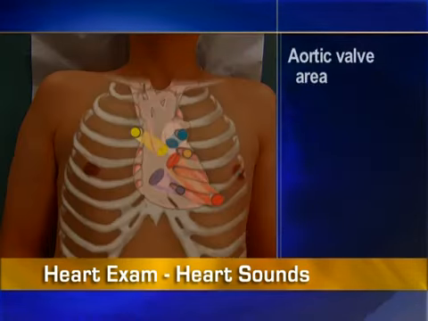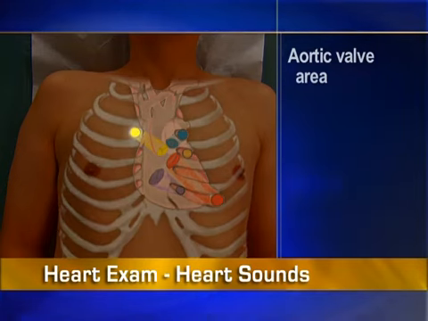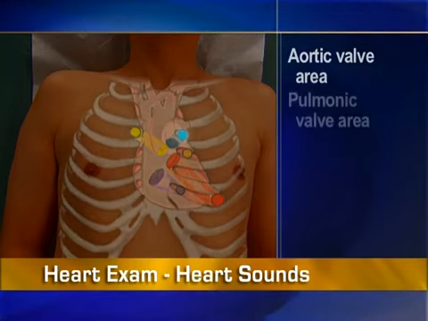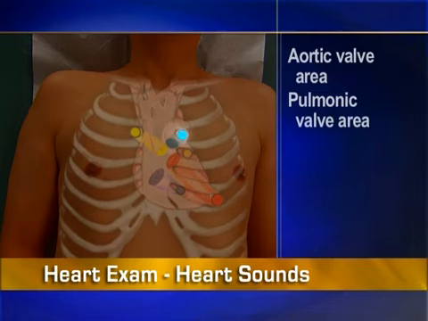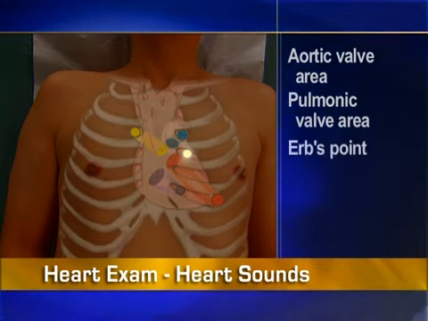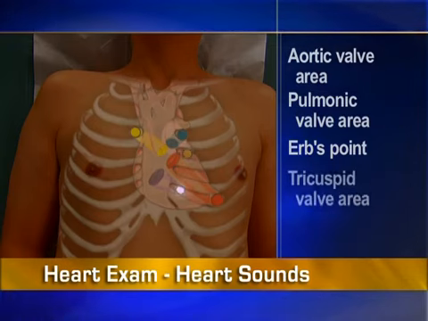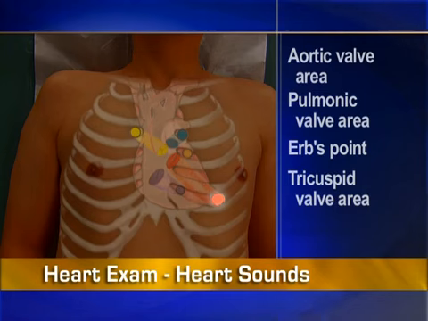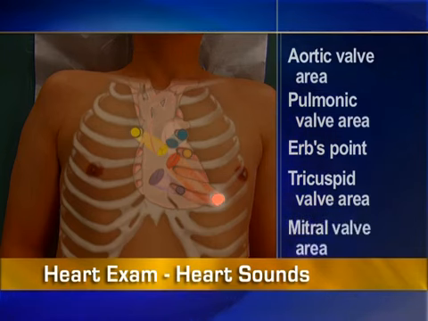These include the 2nd right interspace, which is the aortic valve area, 2nd left interspace, which is the pulmonic valve area, 3rd left interspace, which is Erb's point, left lower sternal border, which is the tricuspid valve area, and 5th interspace at the left midclavicular line, which is the mitral valve area.